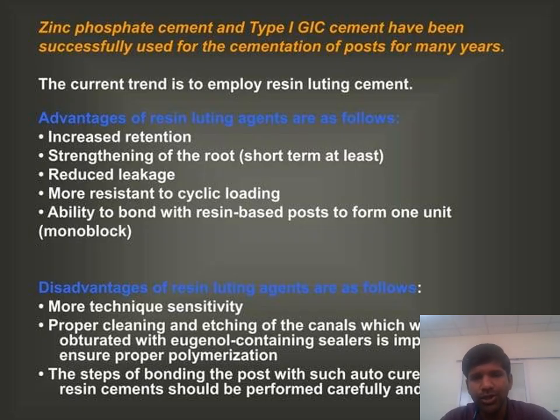Coming to the disadvantages of resin luting agents, they are more technique sensitive, and proper cleaning and etching of the canals, where root canals are obturated with eugenol containing sealers, is important to ensure proper polymerization. The steps of bonding the post with such auto cured resin cements should be performed carefully.